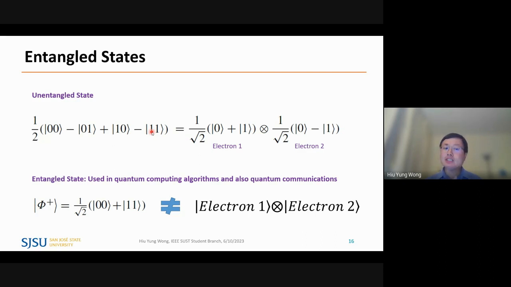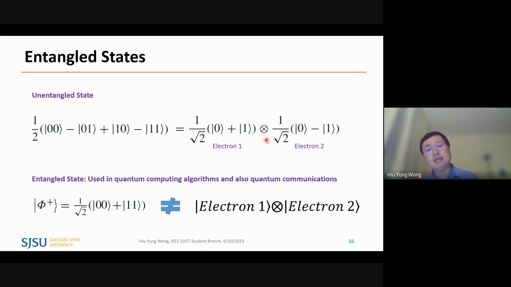Now, for this state, it's not useful, not special in quantum computing. We can factorize it into the product states of the 2 electrons. So this system of 2 electrons, this particular state, can be described as the description of individual subspaces, one for each electron. This electron is in the superposition state 0 plus 1. This electron is in the 0 minus 1 state. And these 2 electrons combined together, we call it a tensor product.